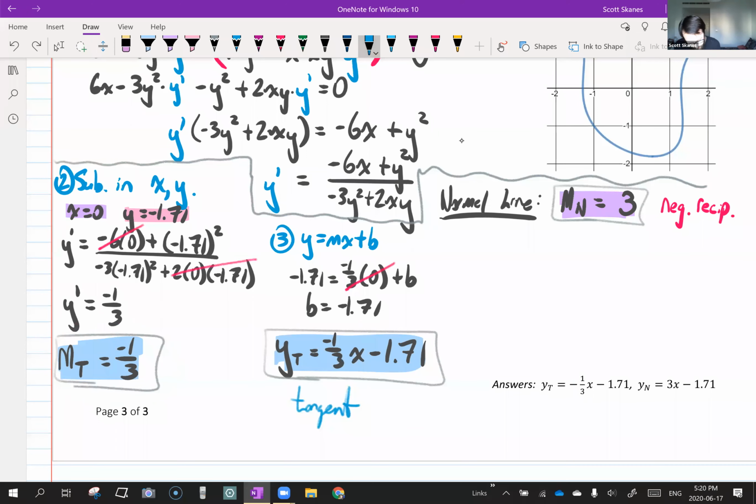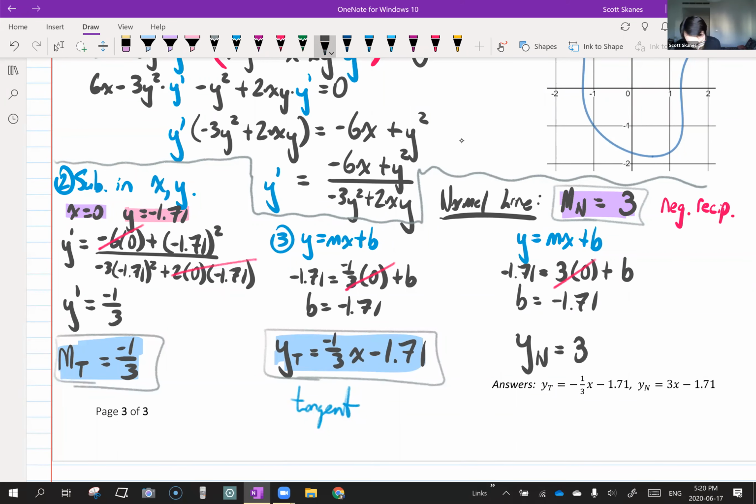The rest is the same. You still do y equals mx plus b again. Put in y, it's still negative 1.71. Put in our slope of the normal line, which is 3, and everything else comes out. It actually ends up being the exact same, but it's not always the case. And then substitute everything in. I'm going through it quickly because we've done this before. You can watch the video as many times as you need to figure it out.